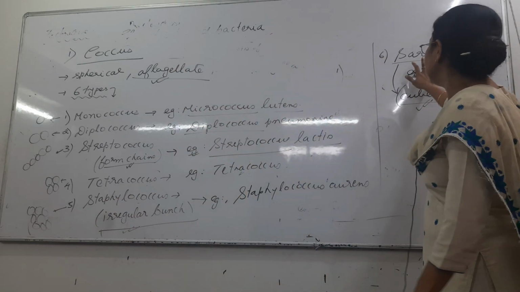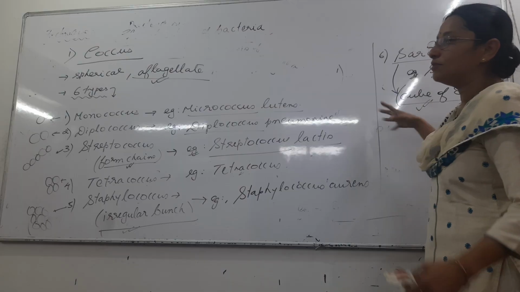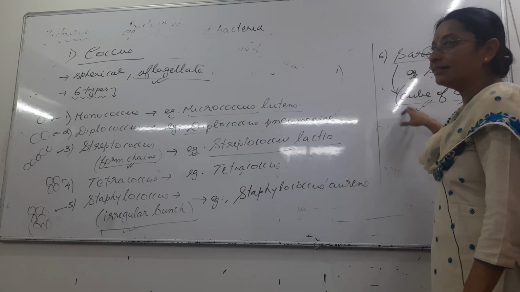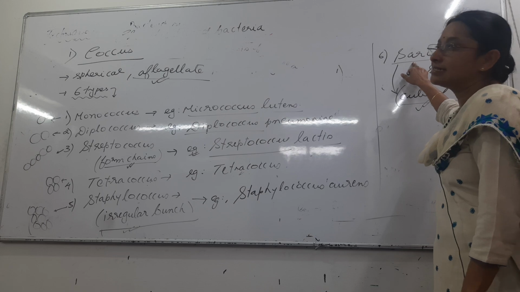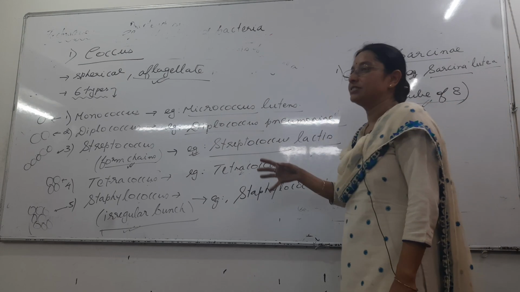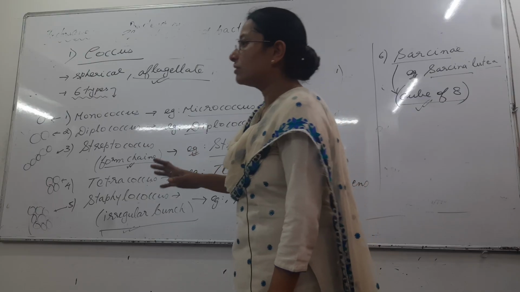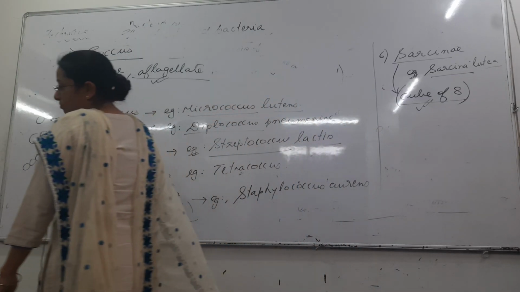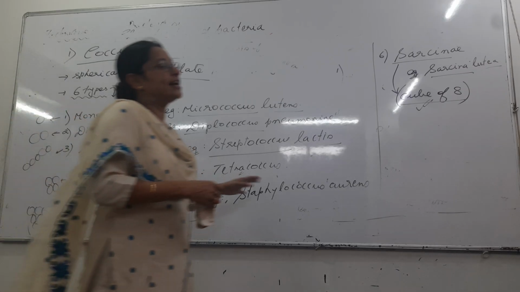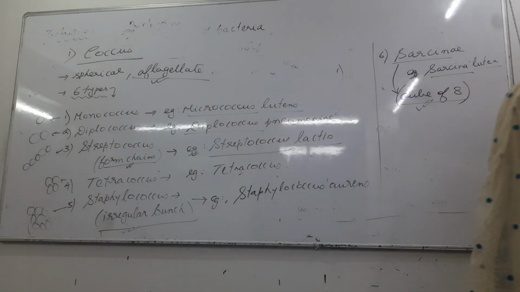Next, another important one is sarcina. When bacteria are arranged so that they look like a cube of 8, that combination is called sarcina. Obviously the examples are not important; the meaning of the words and the diagrams are important. Clear? So note this down. Examples are not important because questions don't come from the examples. If this is over, write the heading bacillus.